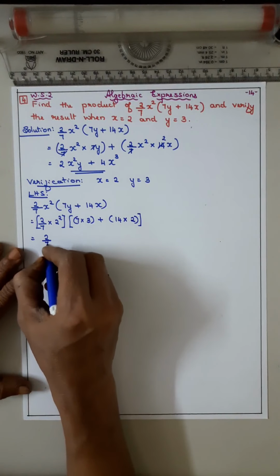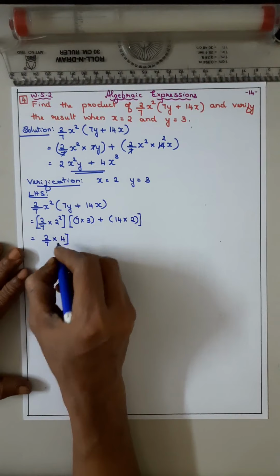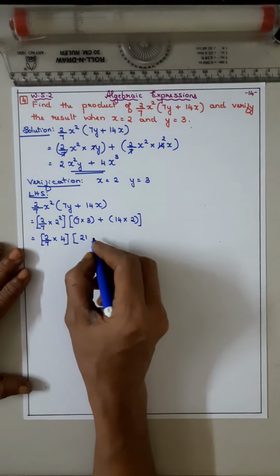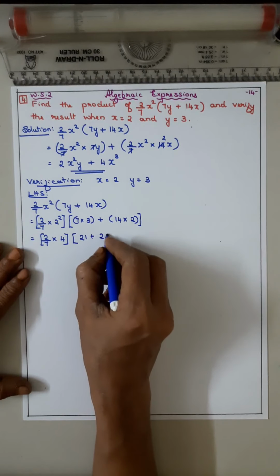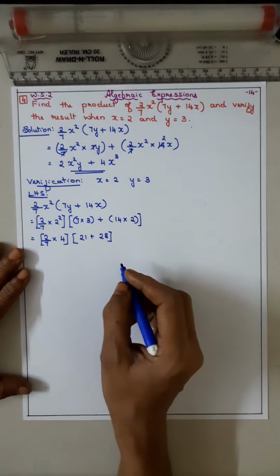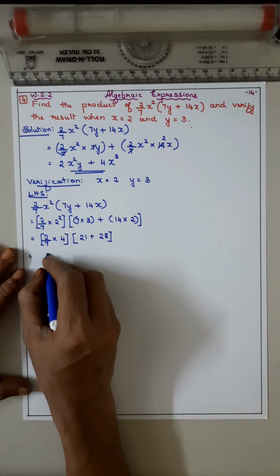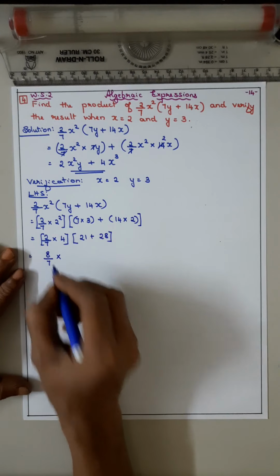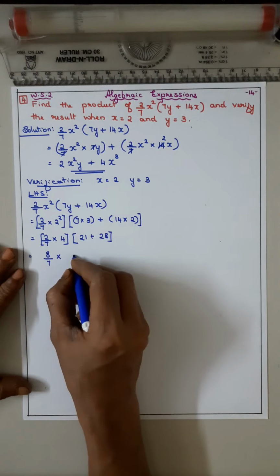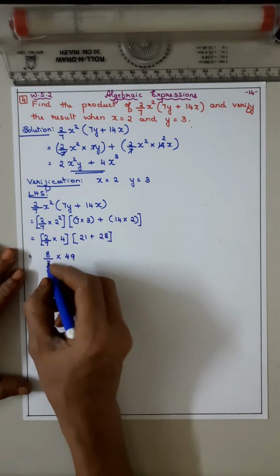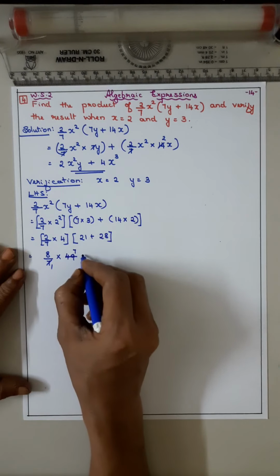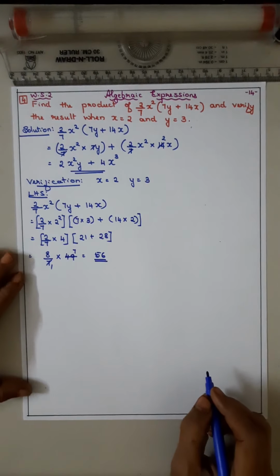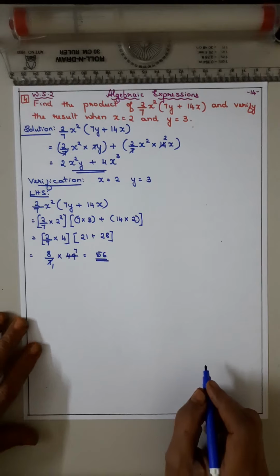Now 2/7 into, 2 twos are 4, 2 squared is 4. Now 7 threes are 21 plus 14 twos are 28. That means it is 2/7 into 4, 2 fours are 8, by 7 into 21 plus 28, that is 49. Now 7 sevens are 49, so 8 sevens are 56. So you got LHS value 56.